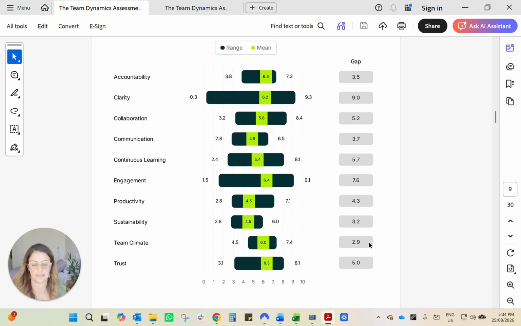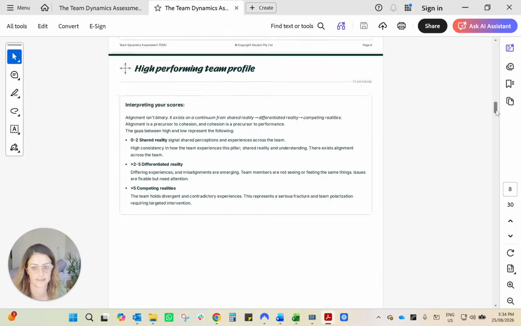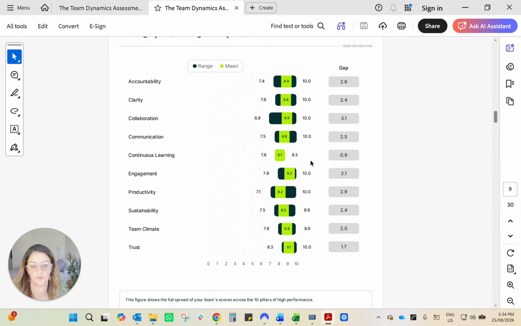Over time, we want to see this reduced to 2 or less, which still allows for subjectivity within the team. I, for example, don't ever score 10s, so it allows for that subjectivity, but that's what we're aiming for in terms of the alignment. And it starts to look a little bit more like this team here, where you can see really strong alignment. We see a lot more 10s populating.